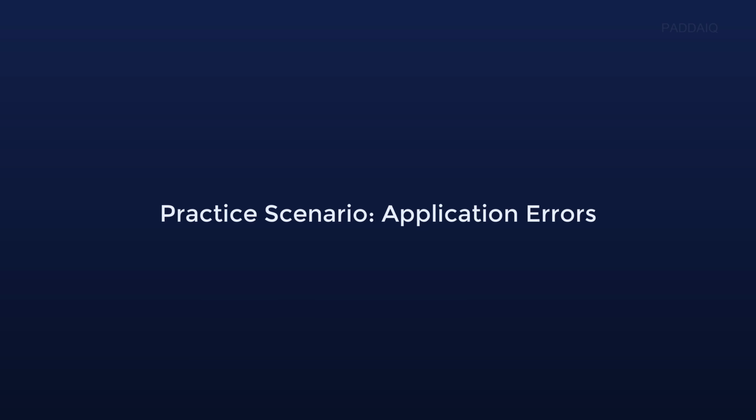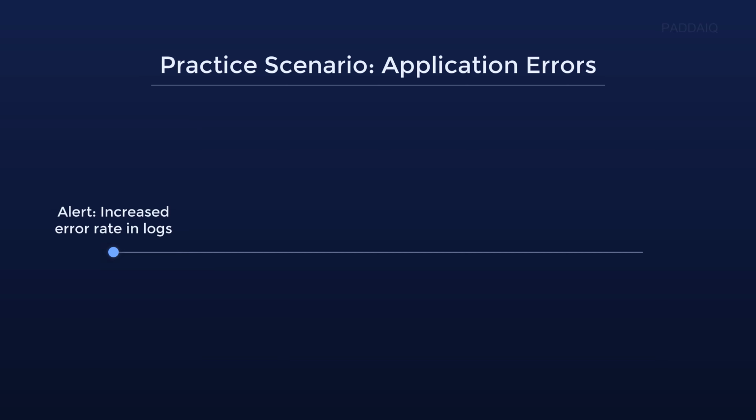Practice scenario: application errors. Alert: increased error rate in logs. This means your application is failing more often than usual, which you can detect by monitoring system logs. For example, a shopping cart might start failing frequently during checkout, frustrating customers. Addressing this promptly ensures application reliability and a better user experience.